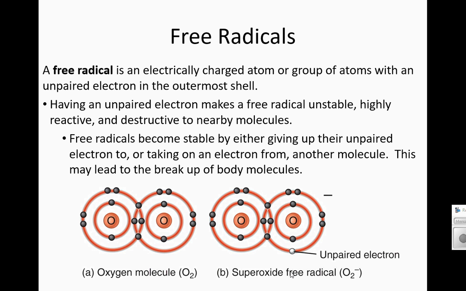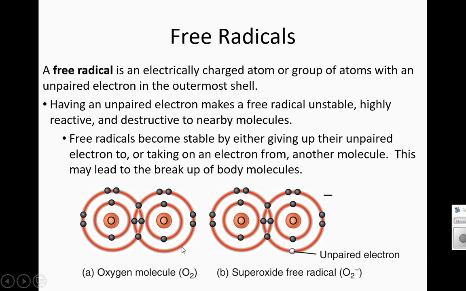Okay? What we want is for those free radicals to become stable again by either giving up that unpaired electron or taking an electron from another molecule. This may lead, though, to the breakup of the bonding molecule. Like what we see here with oxygen when it gains this extra electron becoming a superoxide free radical.